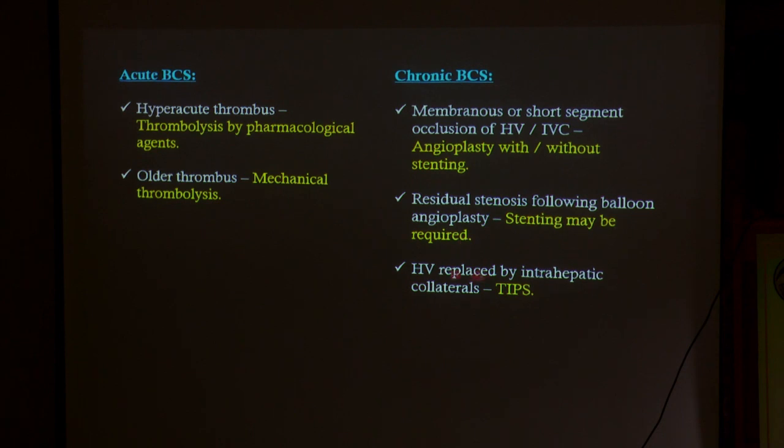And if hepatic veins are replaced by intrahepatic collaterals, it is managed by TIPS. Yes, transjugular intrahepatic portosystemic shunting. TIPS is predominantly done as a bridging therapy for liver transplantation, or when there is a contraindication for liver transplantation in these cases. But definitive treatment for Budd-Chiari syndrome is always liver transplantation.